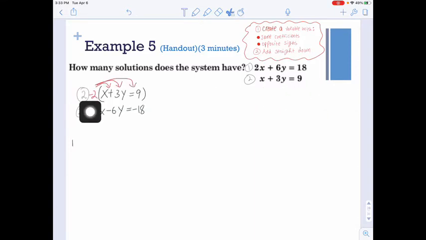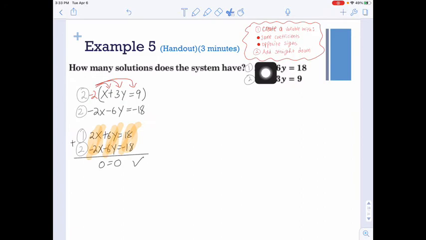If we choose to make our x values match, we can multiply the second equation by negative 2 to get negative 2 times x is negative 2x, negative 2 times 3y is negative 6y, and negative 2 times 9 is negative 18. Now moving on to step 2, we can add the two equations straight down. So using our original equation 1, we have 2x plus 6y equals 18, and we're going to add negative 2x minus 6y equals negative 18 from our new equation 2.